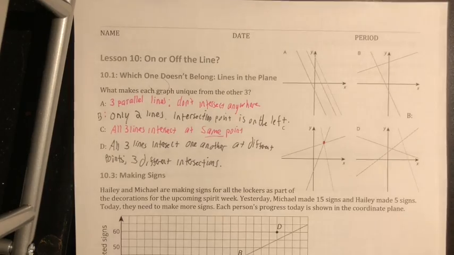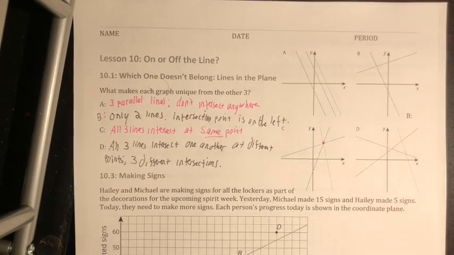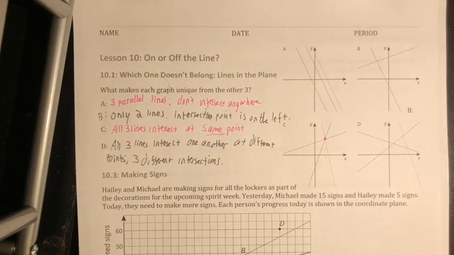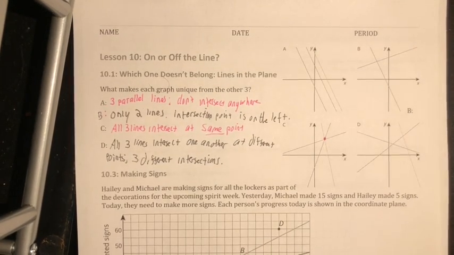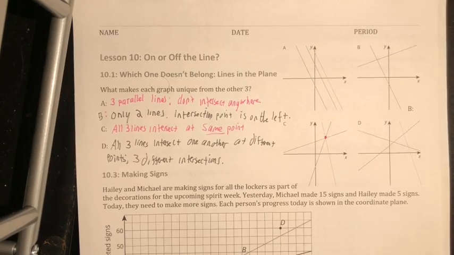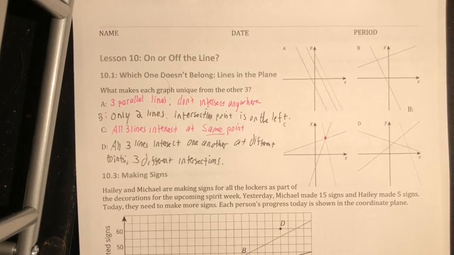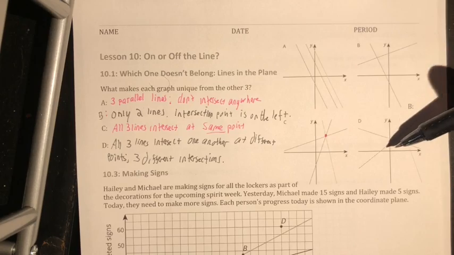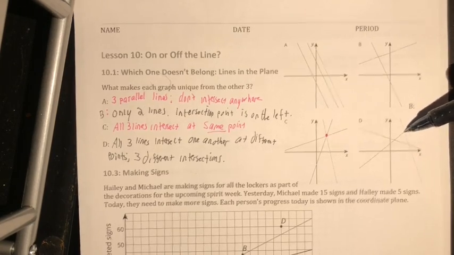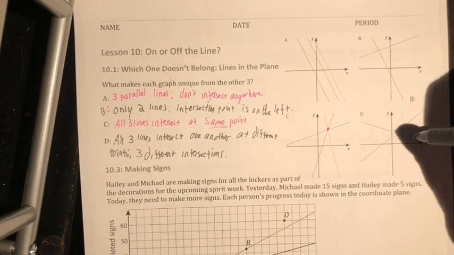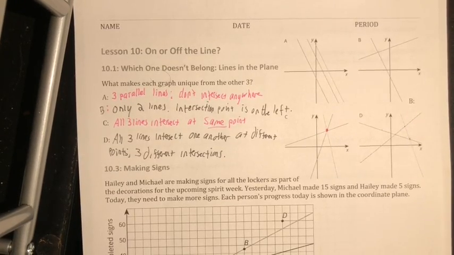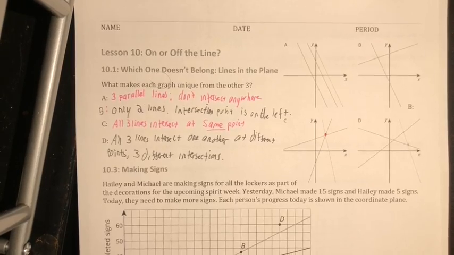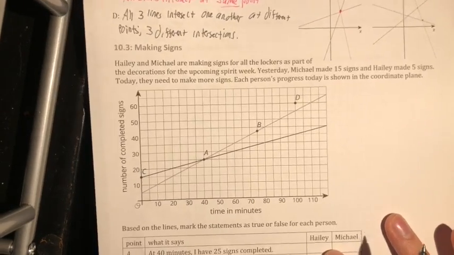And for part D, I said that all 3 lines intersect one another at different points. So there are 3 different intersection points on this graph. So like these 2 lines intersect here, these 2 lines intersect here, and these 2 lines intersect here. So you get kind of like this triangle shape where they overlap in the middle. All right. So then on to the next part, making signs.